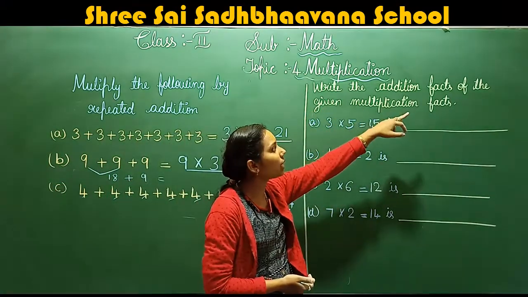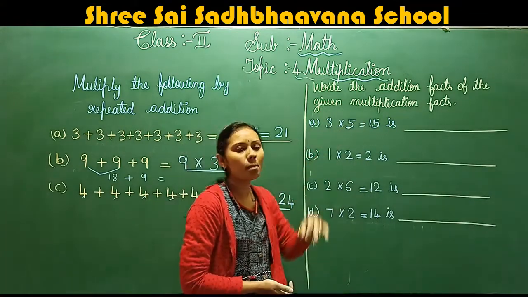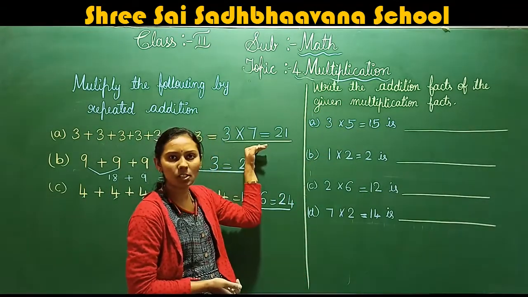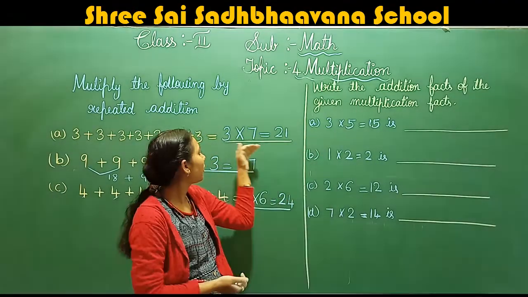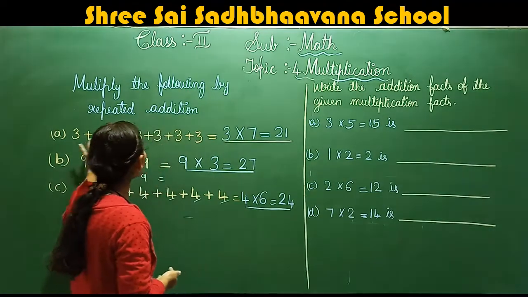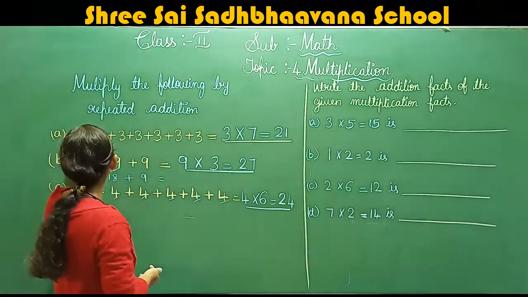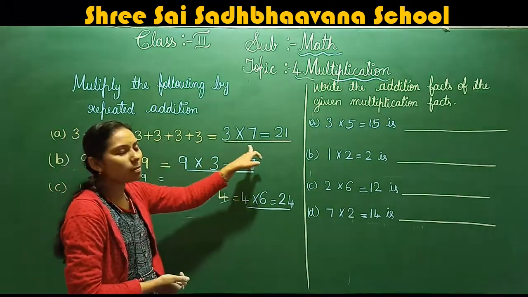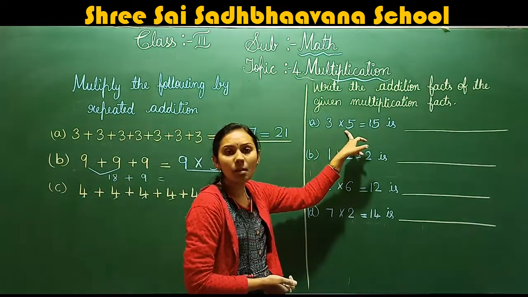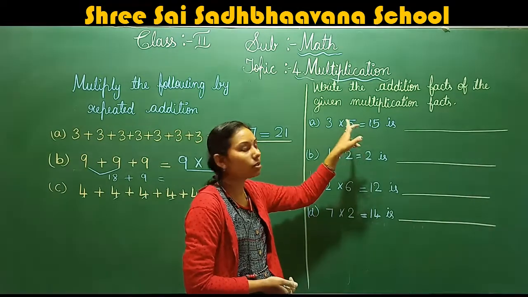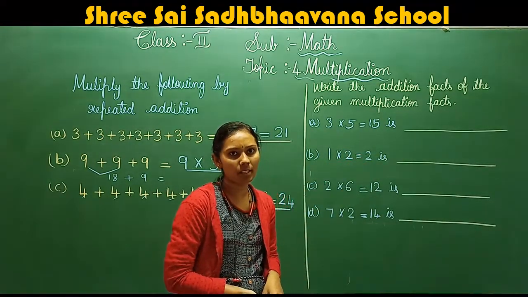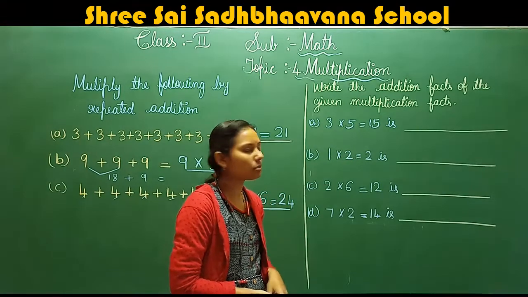Next we'll go for the next main question, that is, write the addition facts of the given multiplication facts. Here they are given the multiplication fact. We have to write this as the addition fact. This is the addition fact, and this is the multiplication fact. In the next question, they are given the multiplication fact, so we have to write it in the form of an addition fact. Let us see one sum, how to do it.